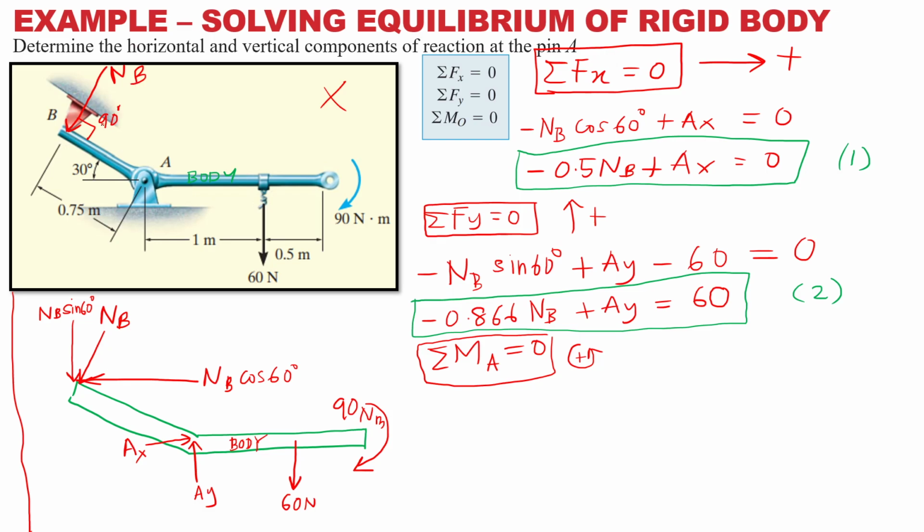So just take NB. NB rotates like this. Is it positive? Yeah, it's a positive. Kali je terus. NB kali dengan 0.75.